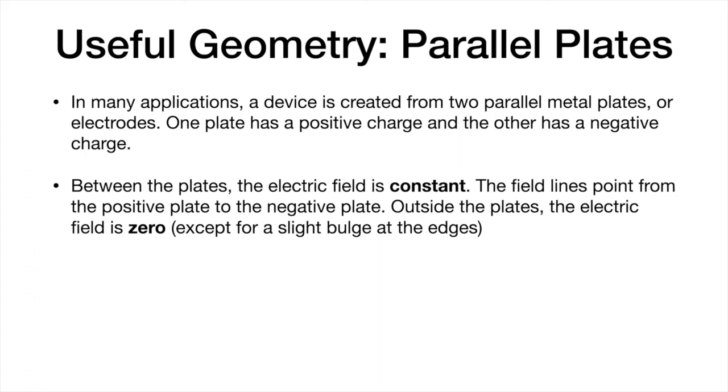And outside the plates, this is the cool part. Outside the plates, the electric field is theoretically zero, although that's not exactly true. There are normally something called edge effects, which is basically a slight bulge in the electric field, but that's not something that we normally consider. So basically, in an idealized situation, there's a constant electric field between the parallel plates and no electric field outside of them.